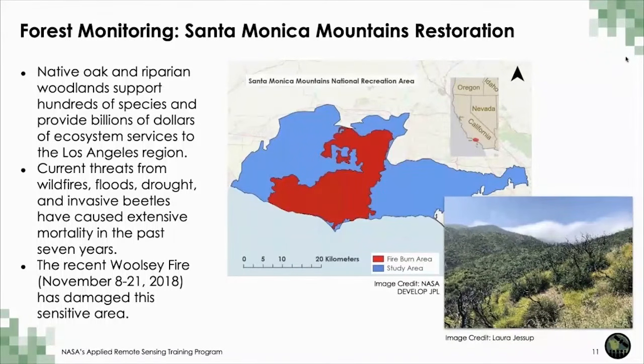The area is home to 12 vegetation communities, which include California walnut, California bay laurel, coast live oak woodland, valley oak savanna, and riparian woodland. These vegetation communities provide valuable ecosystem services such as carbon sequestration, slope stability, and temperature moderation, and provide billions of dollars in ecosystem services to the Los Angeles region. The recent Woolsey fire that occurred in November of 2018 has damaged this sensitive area further by burning a large section of this recreation area.